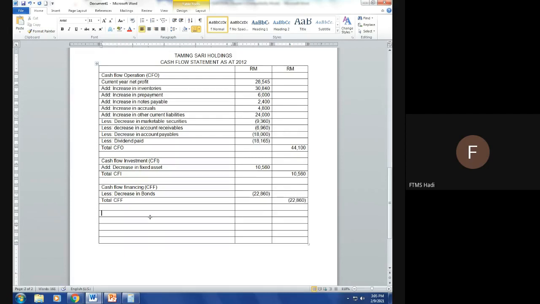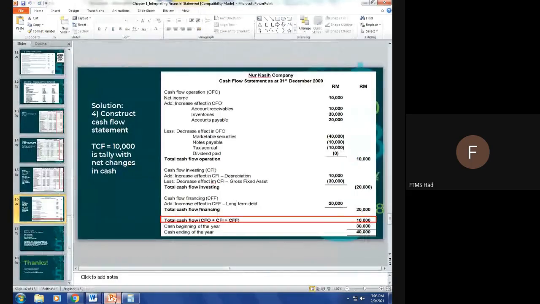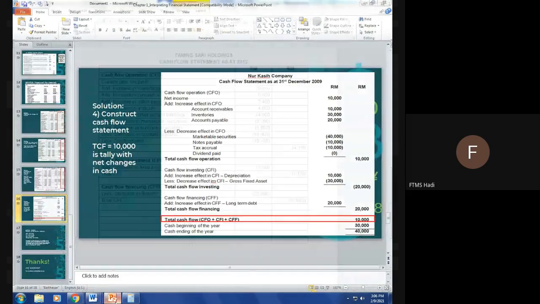Done with this one. All right, we are done with CFO. Here we are done with the CFI and we are done with CFF. Now we want to do a finishing touch. Finishing means we want to close this cash flow statement. Okay, what do we have in this one? Total cash flow.